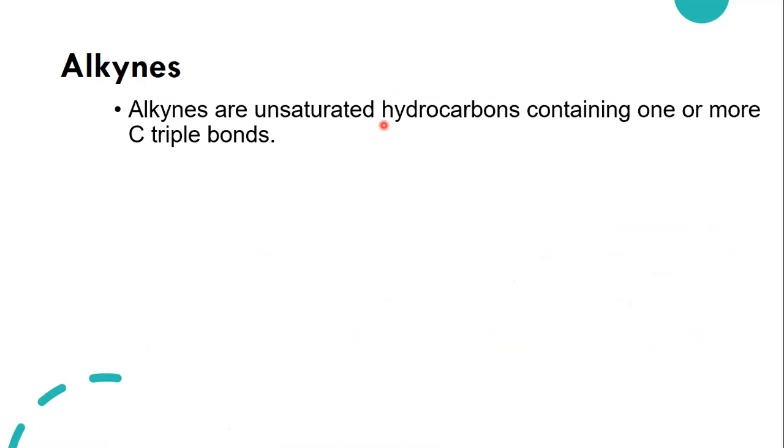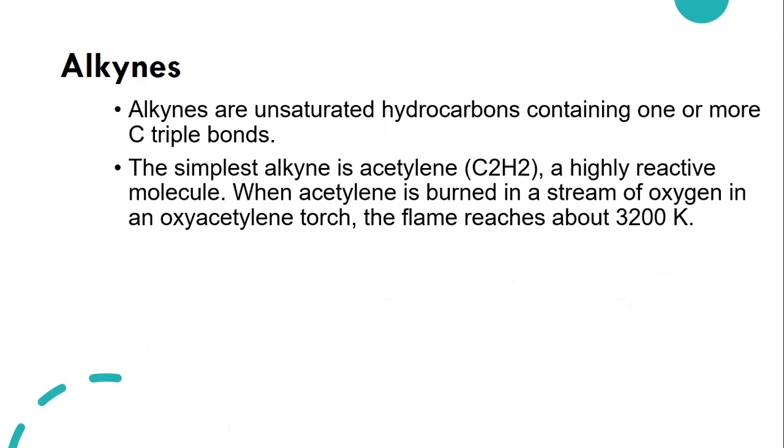Next, if we have double bonds, we also have triple bonds. We call these hydrocarbons alkynes. Alkynes are unsaturated hydrocarbons containing one or more carbon-carbon triple bonds. The simplest alkyne is acetylene, C2H2. This acetylene is a highly reactive molecule. When acetylene is burned in a stream of oxygen in an oxyacetylene torch, the flame reaches about 3,200 Kelvin. Very, very hot.